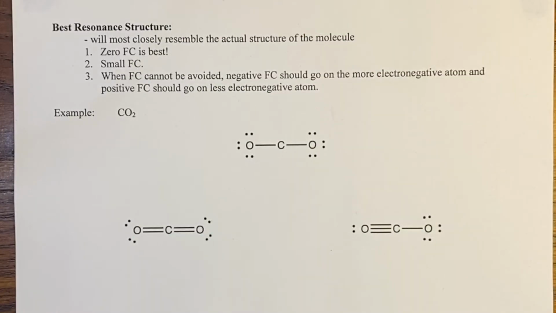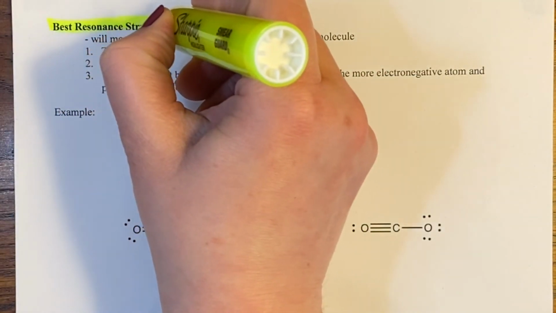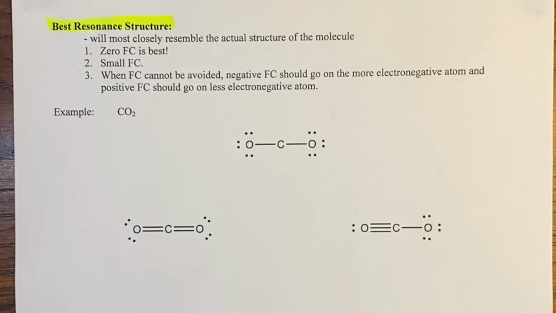So if we combine what we know about resonance with what we know about formal charge, this is going to allow us to look at questions where we need to identify the best resonance structure. So this will allow us to identify the best resonance structure. The best resonance structure will be the one that most closely resembles the actual structure of the molecule.